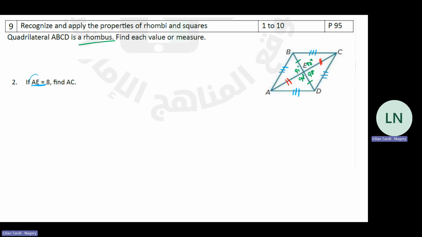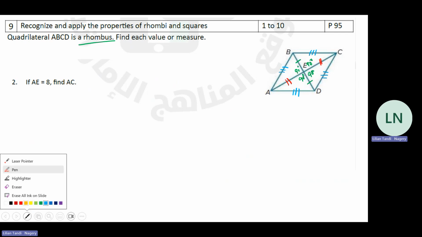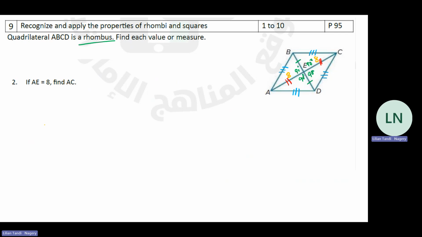How do I know I'm dealing with a line? Because I have two letters. So I know that AE is 8. Let me see if I have a better color. Let's use this. AE is 8. AC, I need to find. So you see this mark is the same here, so we will put it here also. So we're going to say AC is the same as writing 2AE, or we can say AC is the same as saying AE plus EC.